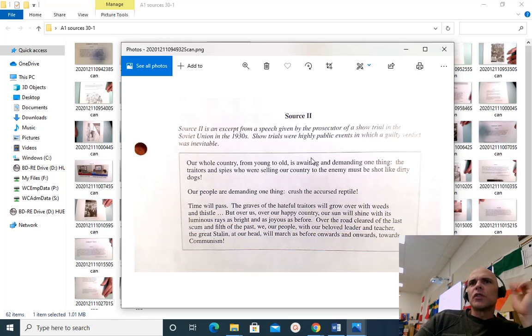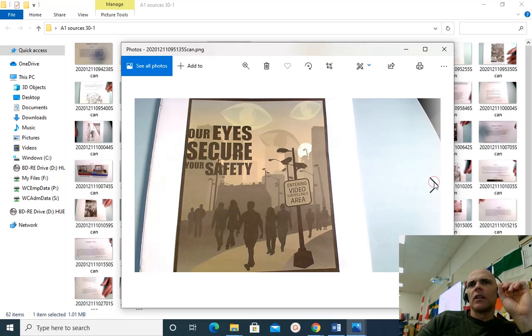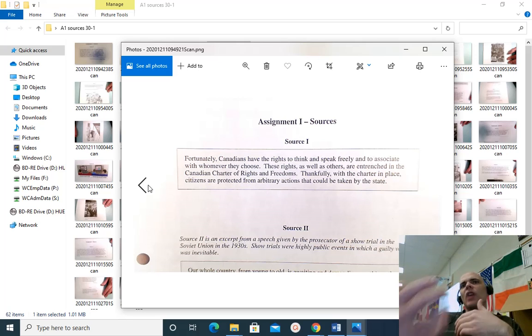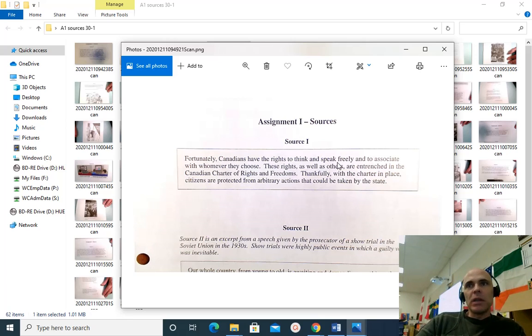So this source is really promoting the perspective that people must be controlled. This one is looking at people that are controlled, and this one is promoting freedom. So, to what extent is it desirable for government to control the actions of its citizens? Fortunately, Canadians have the right to think and speak freely, so this one's saying no.